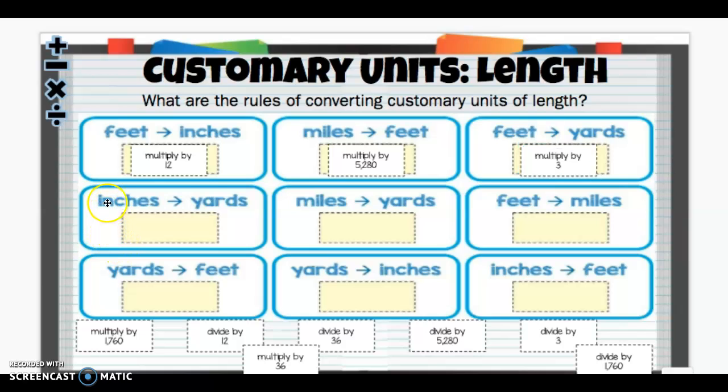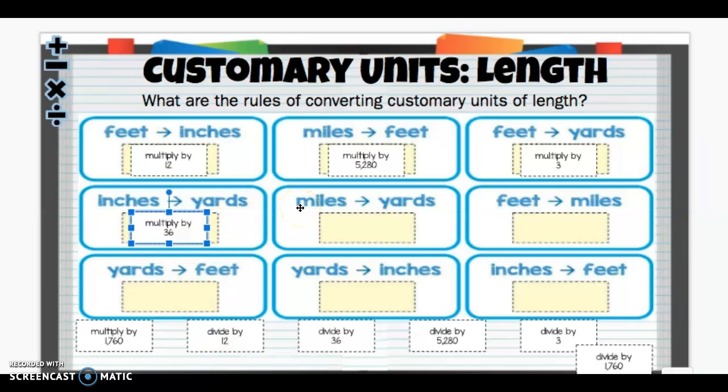If you're going from inches to yards, well, we know that there is 12 inches in 1 foot, and we know that there's 3 feet in 1 yard. So if I'm doing 3 and 12, I know that would be 12 plus 12 plus 12, which is the same thing as multiplying 12 by 3. Well, 12 plus 12 plus 12 is 36, so we're multiplying by 36.